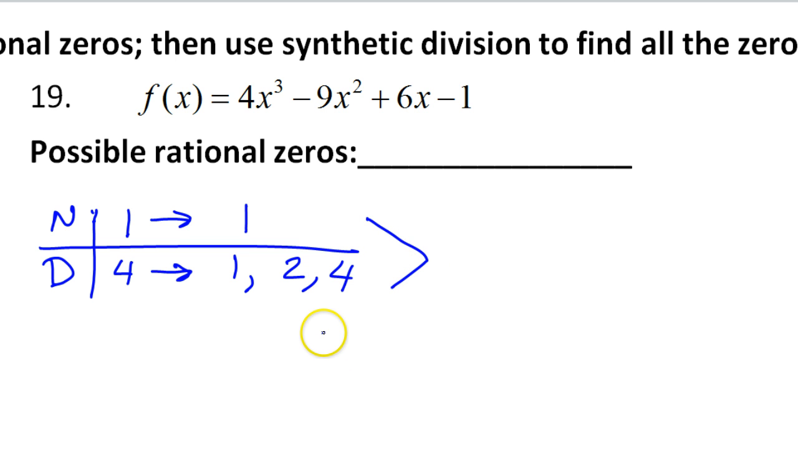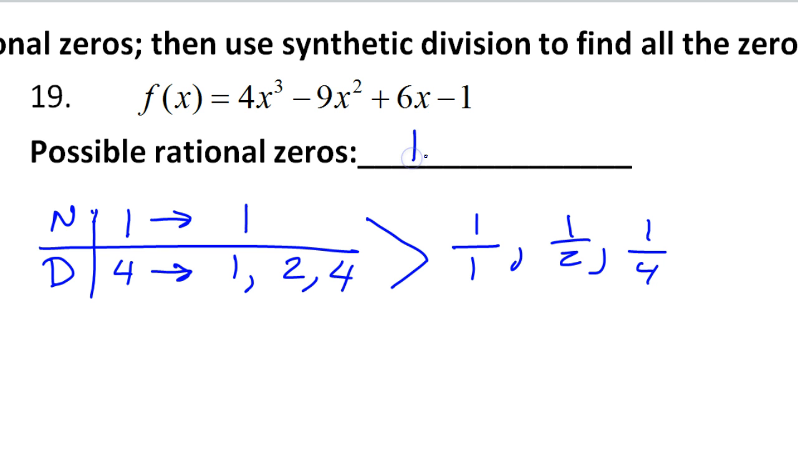So the possible zeros are what you get when you mix and match the numerators with the denominators. Well, there's only one numerator, so it makes it easy. I'll simplify it later, but it's just 1 over 1, my numerator over the denominator, 1 over 2, and 1 over 4. It's my only numerator over all of the various denominators.